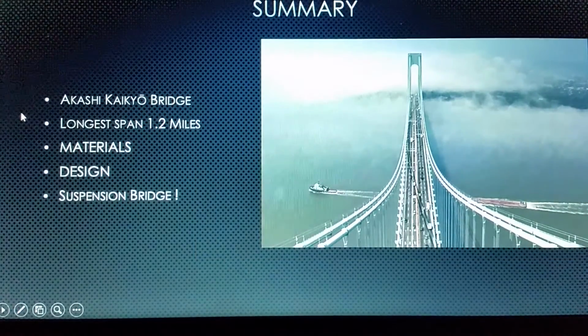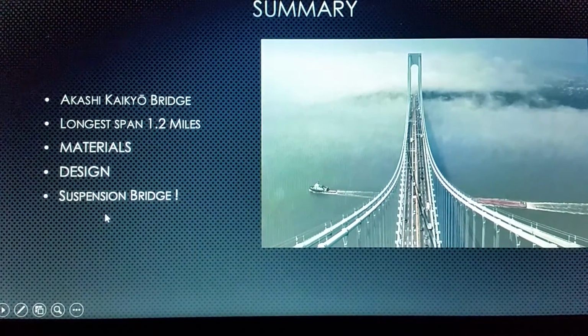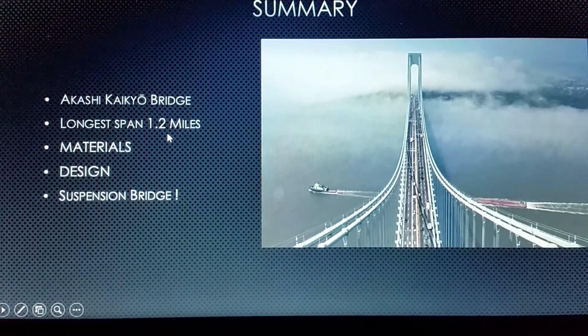Now, to summarize a little bit, the strongest bridge is a suspension bridge. So this is an example of a Japanese bridge that spans 1.2 miles long. Due to the incredible design and the super strong materials, this bridge can span that length, making suspension bridges the strongest.